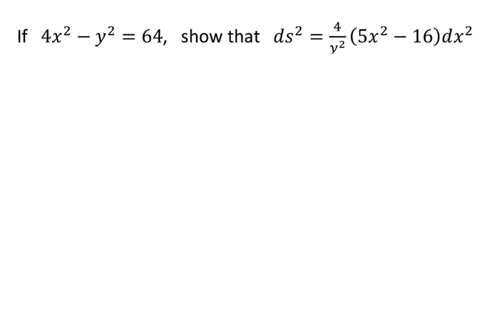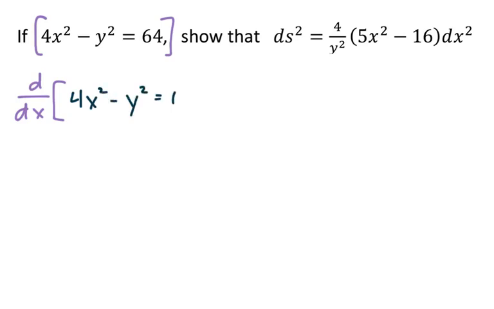So looking at this, the first thing we know is we need a derivative. We need d dx. So I'm going to take my derivative with respect to x of 4x squared minus y squared equals 64. I'm going to differentiate this. So this is implicit differentiation. I'm going to get 8x minus 2y dy dx equals 0.